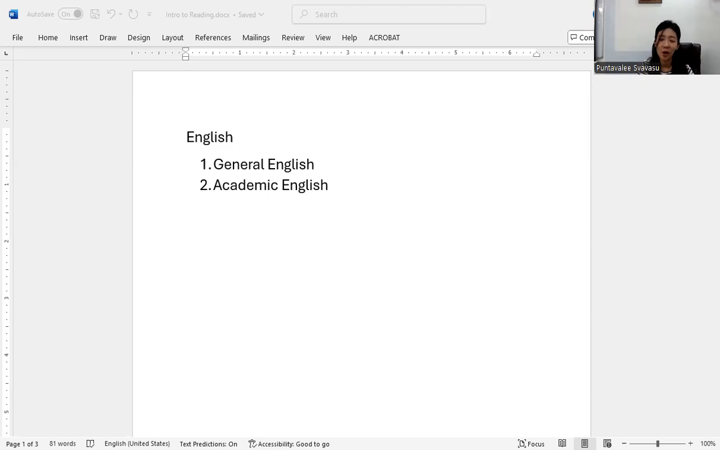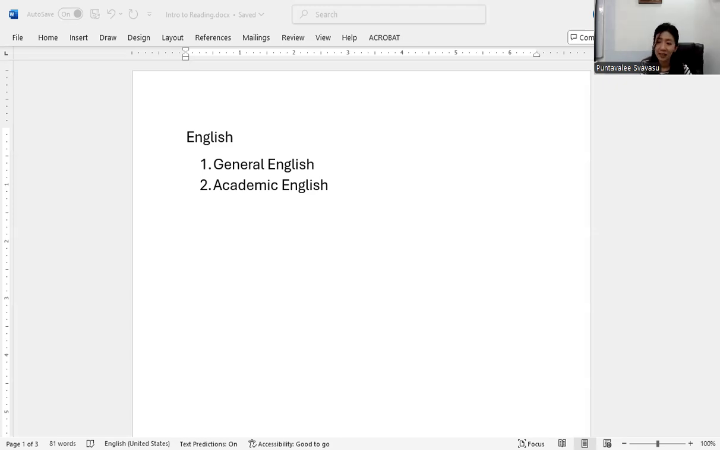When we learn English, there are basically two types of English. The first is general English, the one that we use in daily life. The other is academic English, which you would use in your study, like reading research or textbooks. General English is more of something you read daily, and the topics are things you could come across on a daily basis.